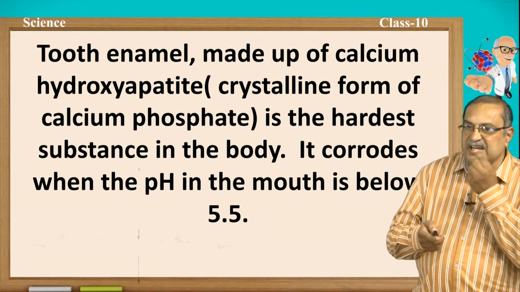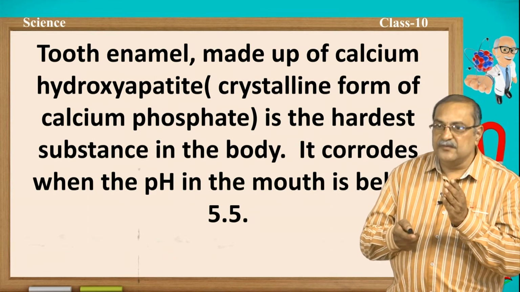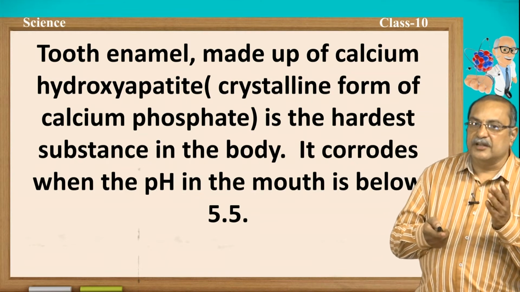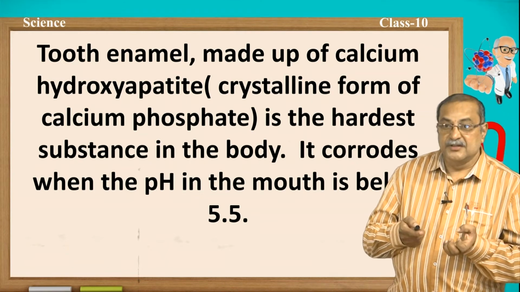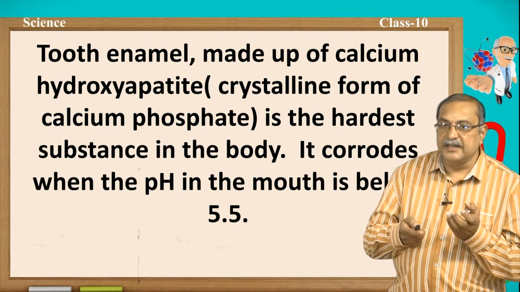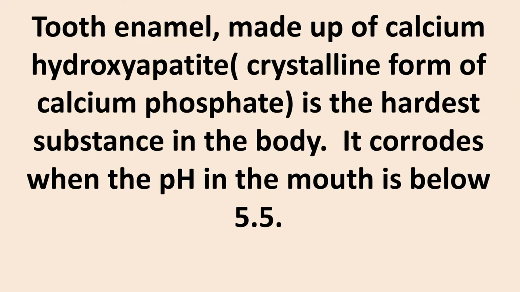Tooth enamel, that shining part of the tooth, is made up of calcium hydroxyapatite. So, it is a crystalline form of calcium phosphate. So, it is very hard. Even though it is the hardest substance in the body, it is corroded when the pH in the mouth is below 5.5. pH value plays a very important role in this.